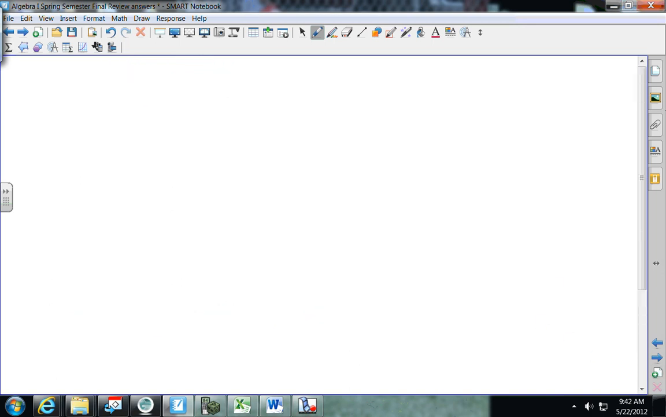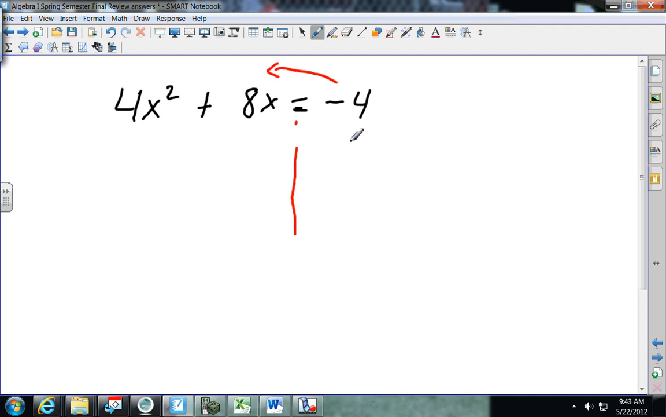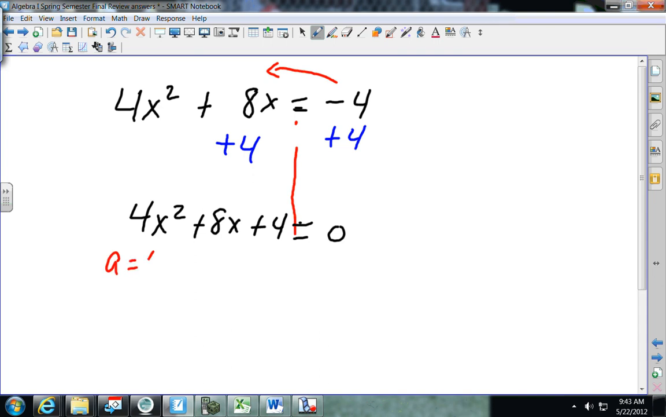I have 4x squared plus 8x equals negative 4. Let's move this into standard form so we can find a, b, and c. First off, the x squared and the x are on the same side. I need to move the 4 over there. So I'm going to add 4 to each side. I get 4x squared plus 8x plus 4 equals 0. Now from here, a is 4, b is 8, c is 4.